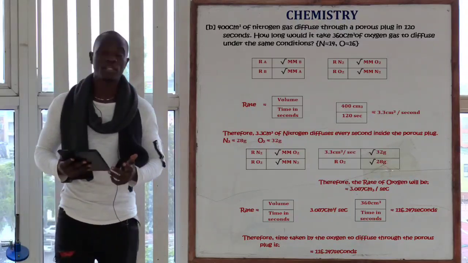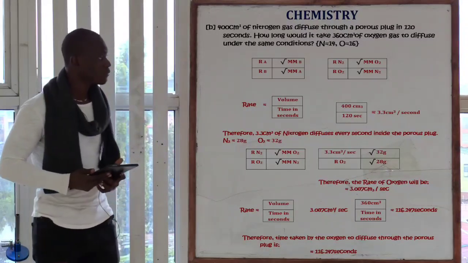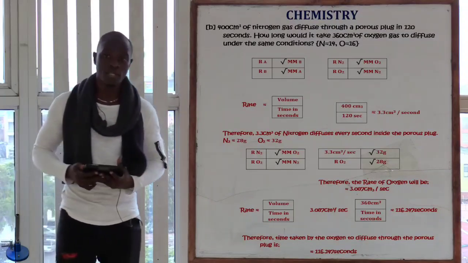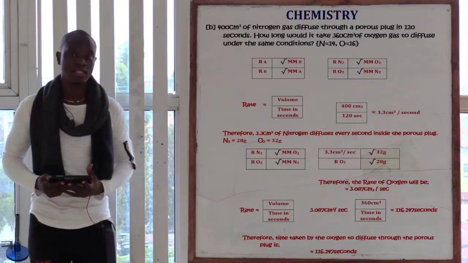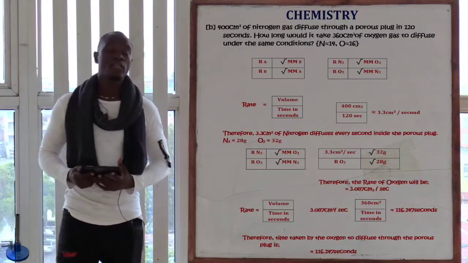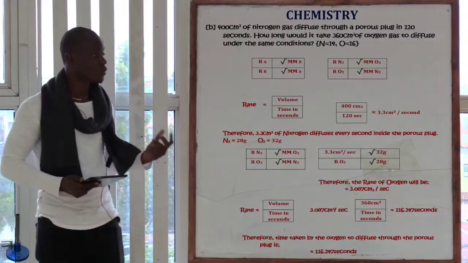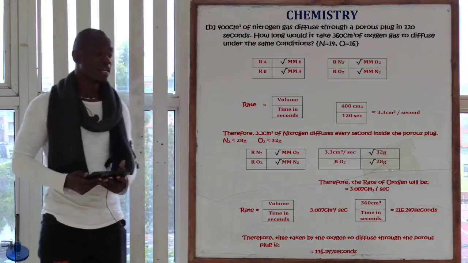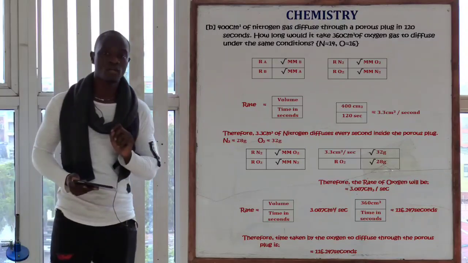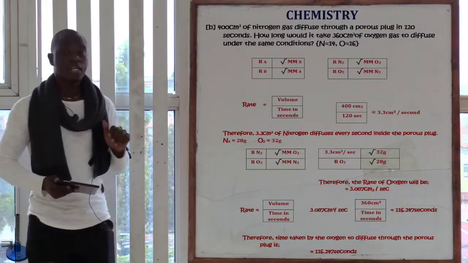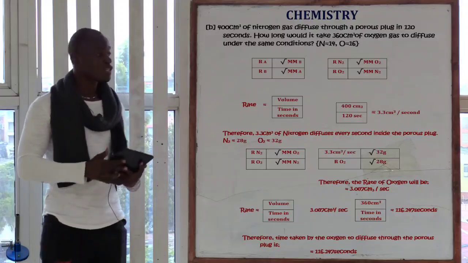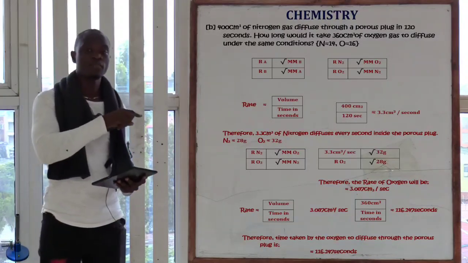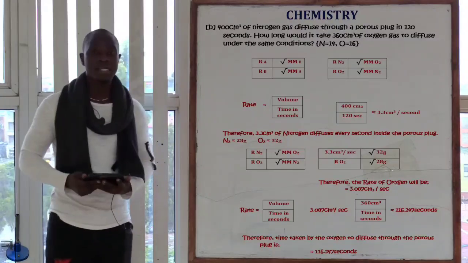So here we have already found that the rate of nitrogen gas is equal to 3.3 centimeters cubed per second. Oxygen gas, we have not been given the rate. So the next step that we are going to do, we are going to substitute everything in our equation and say that 3.3 centimeters cubed per second for nitrogen over the rate of oxygen gas is equal to the square root of oxygen gas mass, which is the square root of 32 grams divided by the square root of 28 grams.